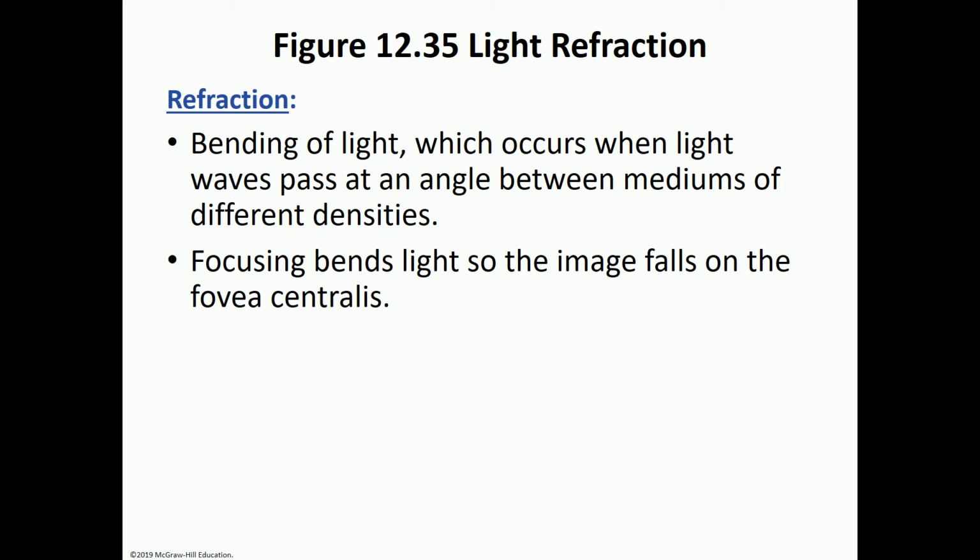Light refraction is when we have to bend the light rays. So when light rays are coming at us, they'll pass through the cornea. Cornea can refract them a little bit, but it's really up to the lens to make sure that we focus the image perfectly on the fovea. Refraction, generally speaking, is the bending of light that occurs when those light rays pass between mediums, so from the air to the inside of the eye that now has liquid. So that focusing is going to bend the light so that the image falls onto the fovea centralis.